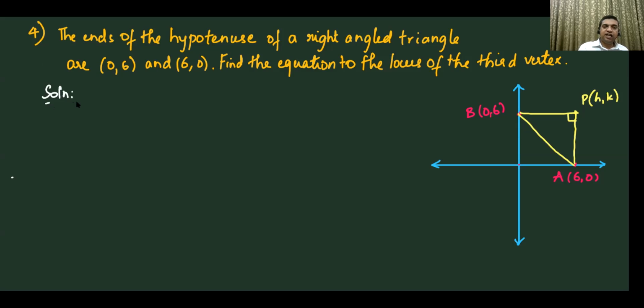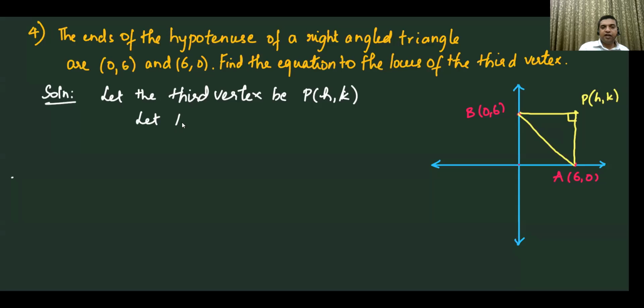So solution: let the third vertex be P(h, k). Now, given that PAB subtends angle 90 degrees at P, let A be equal to (6, 0) and B be equal to (0, 6).